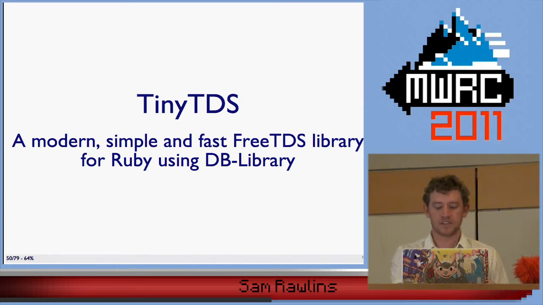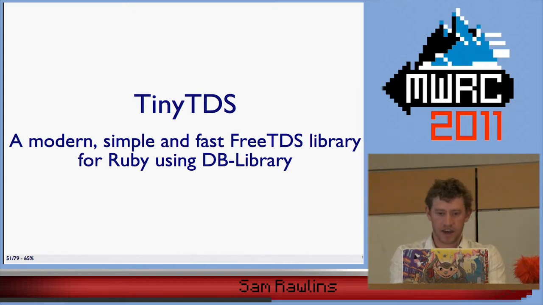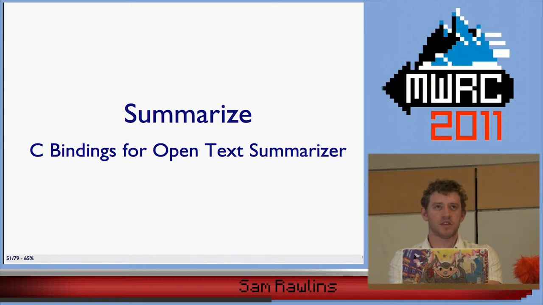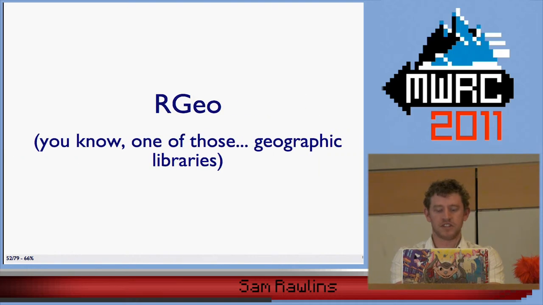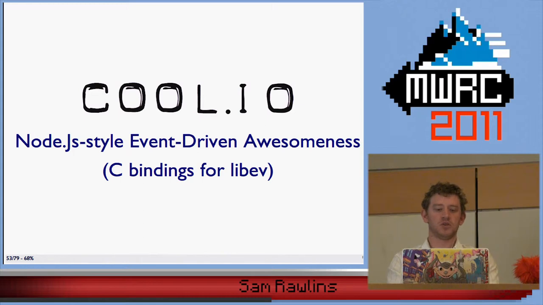So they covered TinyTDS, which is a free TDS library for Ruby, which uses DB-Library. If you don't know what any of that means, it's largely an MS SQL client. Summarize is C bindings for the Open Text Summarizer, which I think is libots, another C library. RGeo is one of these geographic libraries that I don't know very well. Coolio, this one's very cool. It's a Node.js style event-driven awesomeness, is what they call it. It's basically C bindings for libev. I think you can trust that it's very similar to Node.js, because Node.js is largely wrappings for libev.